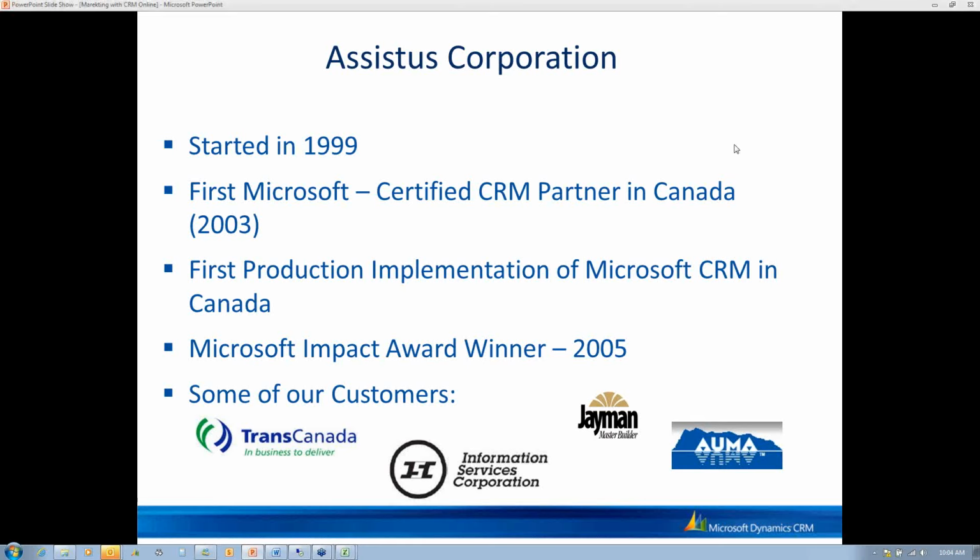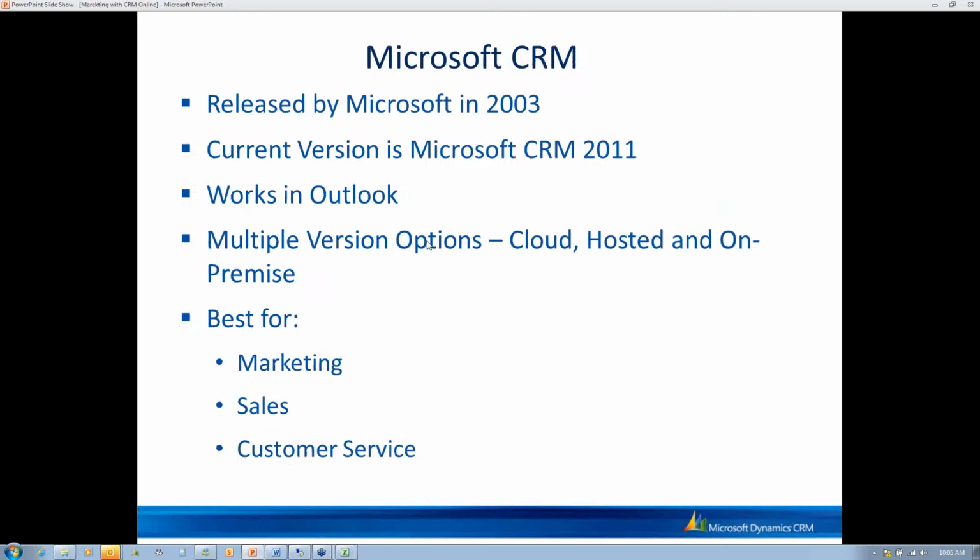Okay, Assistus Corporation. I started this company in 1999, and as far as I know, I'm the first Microsoft certified partner in Canada. That was in 2003, and nobody has challenged me and said, no, we did it earlier. We also implemented the first production version of Microsoft CRM in Canada. We did that on ourselves as an experiment to see if it would work. Then we won a Microsoft Impact Award in 2005. We've got a lot of different customers, and a few of them are shown as logos here.